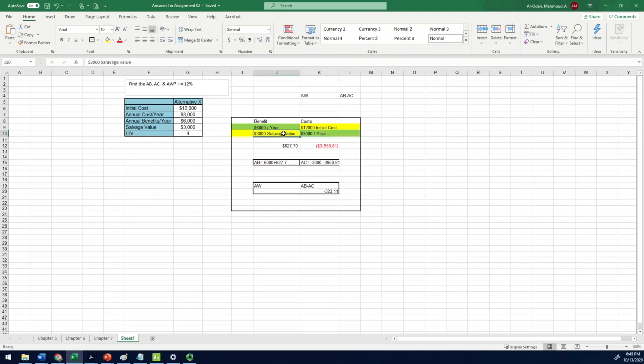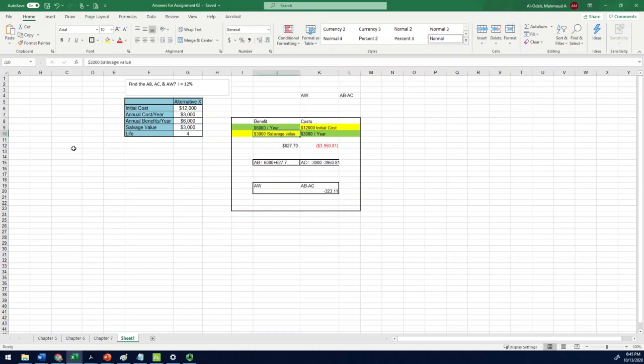However, the salvage value and the initial cost are in yellow because some processing needs to happen. So we have to analyze them. We have to convert them from that format to an A format. For example, the salvage value is in a future value format, and the initial cost is in the present value format.